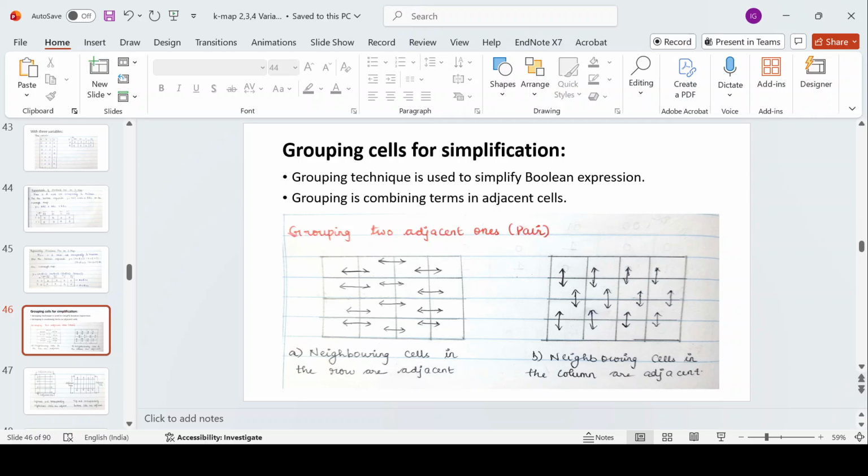After representation, we go for grouping. The grouping technique is used to simplify the Boolean expression. Grouping means combining terms in adjacent cells. We can group one cell, two cells, four cells, 8 cells or 16 cells. We can group corner cells or top and bottom cells. I have shown what kind of cells we can group.